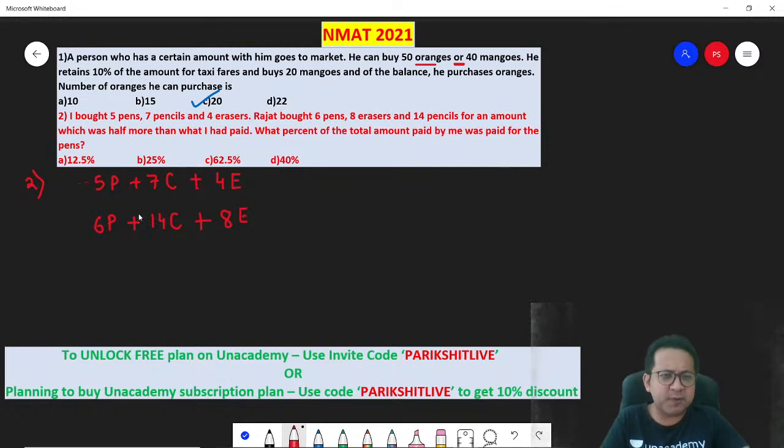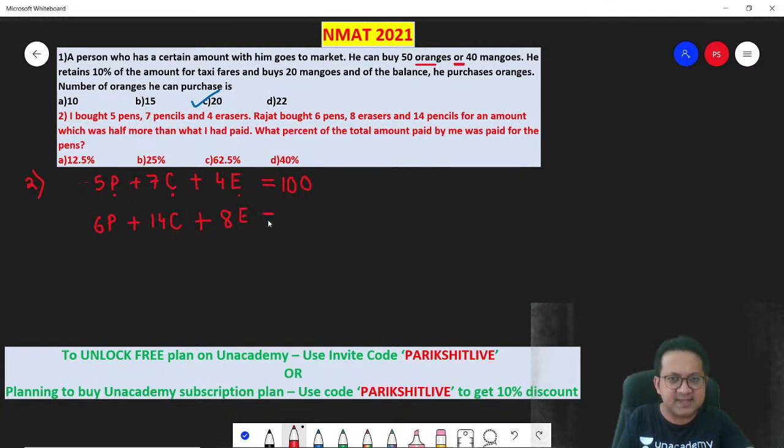Let's say the cost price of one pen be P. So 5 pens will be 5P. The cost price of one pencil be C, so 7 pencils, 7C. 4 erasers, where 1 eraser is E, is 4E. So let's say the total cost price in the first case, assume any number you want. I think the easiest number to calculate would be 100.